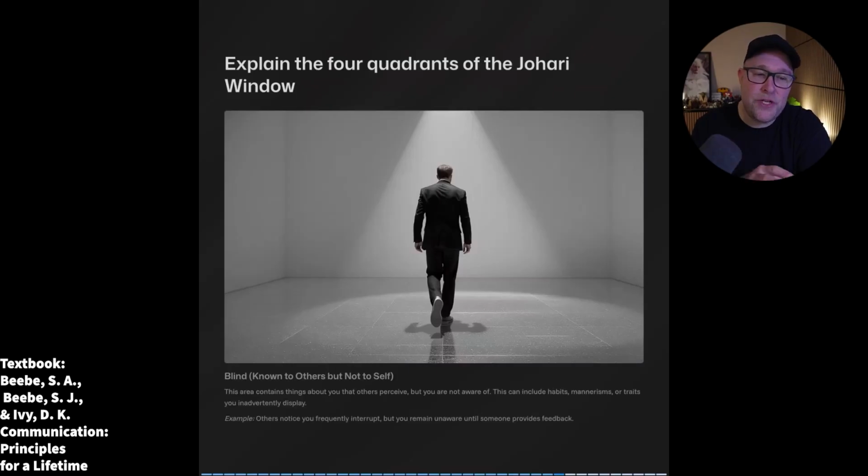Blind is known to others but not self. This area contains things about you that others perceive, but you are not aware of. This can include habits, mannerisms, or traits you inadvertently display. For example, others might notice you frequently interrupt, but you remain unaware until somebody provides feedback.